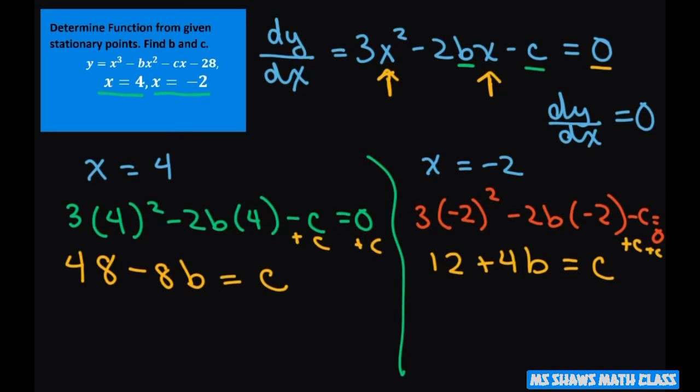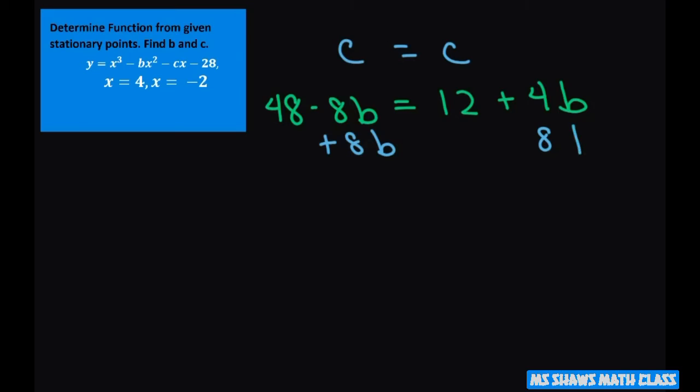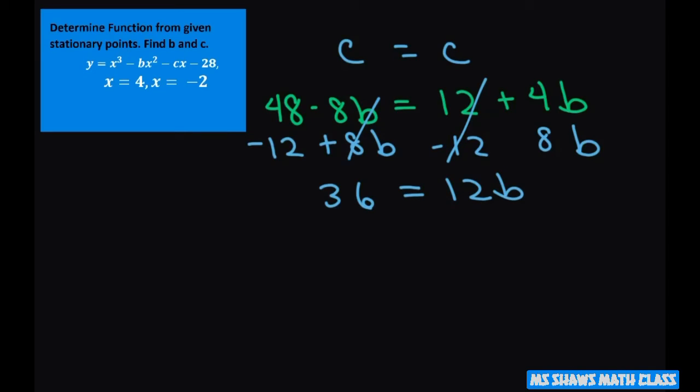So we have a system of equations, or simultaneous equations, and we're just going to set c equals c. So if c equals c, set them equal to each other. So we have 48 minus 8b equals 12 plus 4b. Now let's add 8b to both sides, and let's subtract 12 from both sides. So these will cancel here. So you're going to get 36 equals 12b. Of course, when you divide both sides by 12, we get b equals 3.